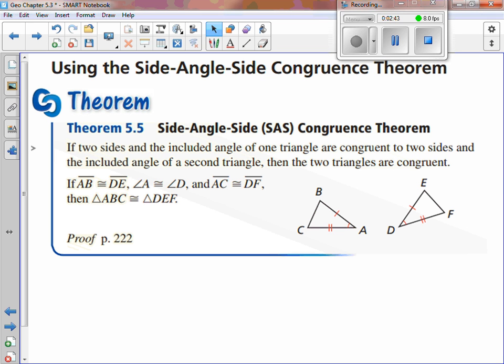We're just looking at the side, angle, side congruency theorem. And this one does work. At the end of the lesson, I will show you some examples of how this works. If I have two sides and the included angle of a triangle congruent to two sides and an included angle of another triangle, those two triangles are congruent. So if I'm given two congruent sides and two congruent sides, and the angle between them is congruent, it means the two triangles will be congruent.